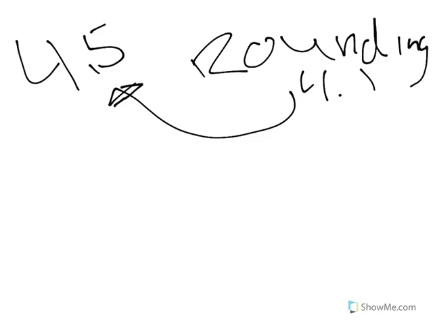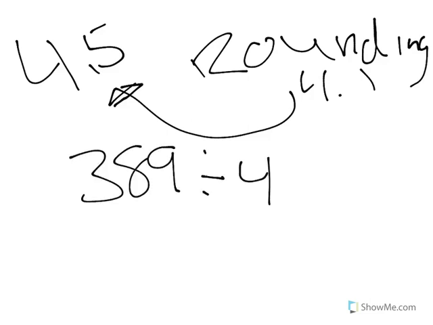So if I have 389 divided by 4, I'm going to look at these first two numbers. So 4 times what is closest to 38? And I don't even care when you round. You can go under or over. It doesn't matter, okay? So 4 times what is closest to 38? Well, what's 4 times 9? It is 36.